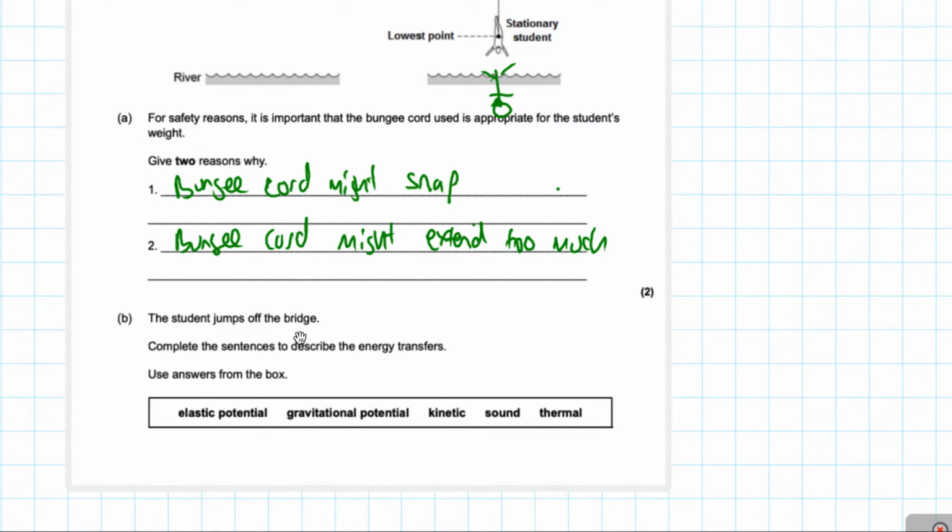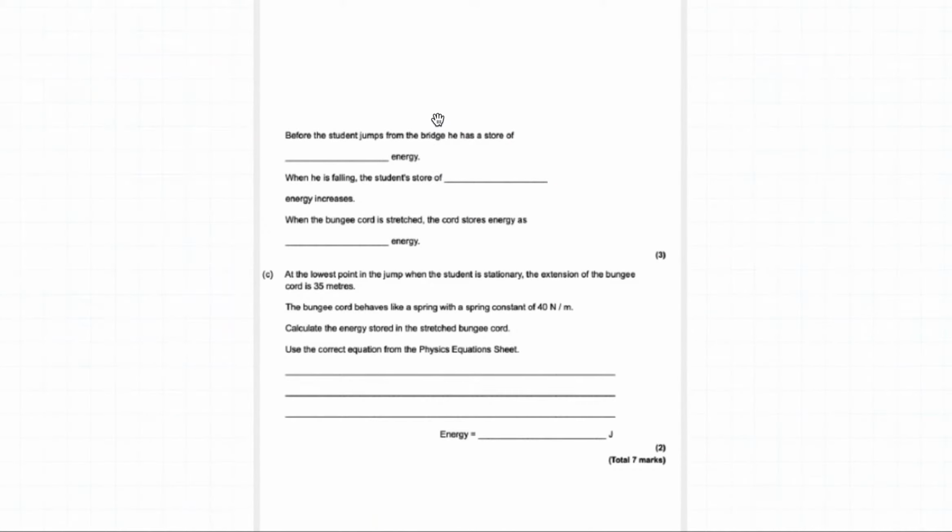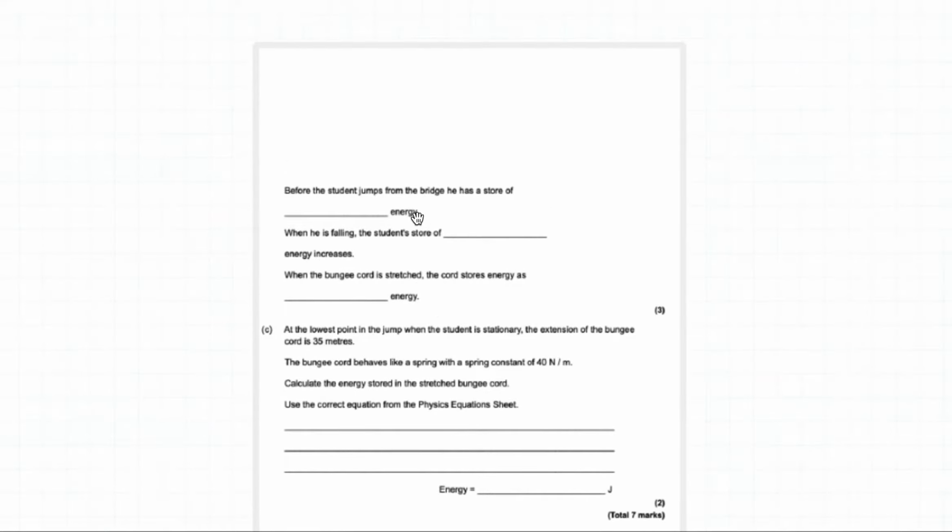The student jumps off the bridge and we are given a list of energies: elastic potential, gravitational potential, kinetic, sound and thermal, and we are going to complete the following sentences. So before the student jumps from the bridge, he has a store of. If we redraw what's happening here, the student is here and is attached to the bungee cord and he has a river below.